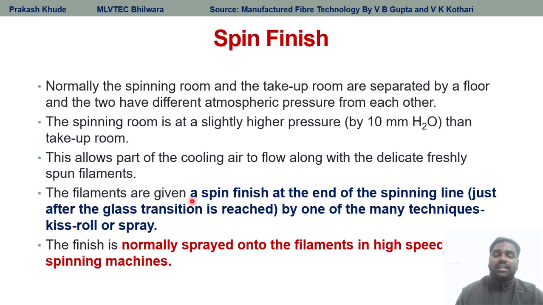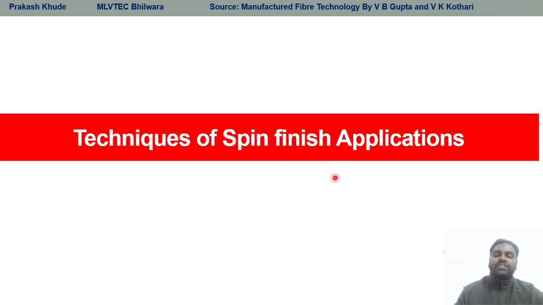The filaments are given the spin finish at the end of the spinning line, as we have seen in the melt spinning line. After the spinning has been completed, we apply this spin finish onto the filament, and it can be applied by many different techniques. That could be the kiss roll technique, the melt metering technique, the dipping method or the spray technique. This finish is normally sprayed onto the filament in high speed machines. So we'll see what the different techniques of spin finish application are.